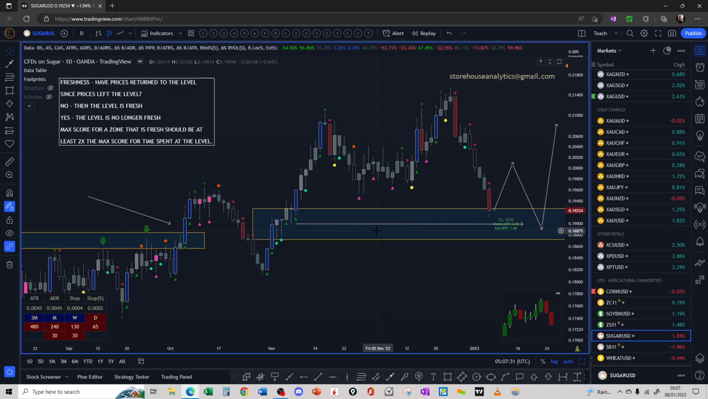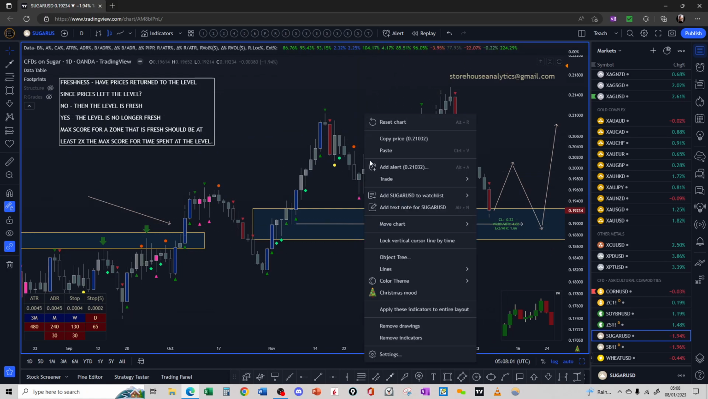That's all. Time spent at the level, the less the better. Hierarchy, 1 to 3, gets the max score for time spent at the level. 4 to 6 gets a lower score. If you want to add 6 to 10, gets an even lower score, or you don't even add that. Okay? Final point, time spent at the level is lower in the hierarchy.